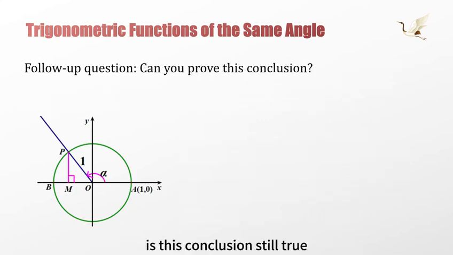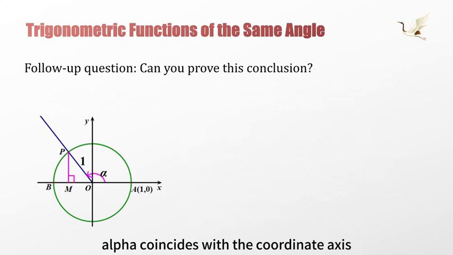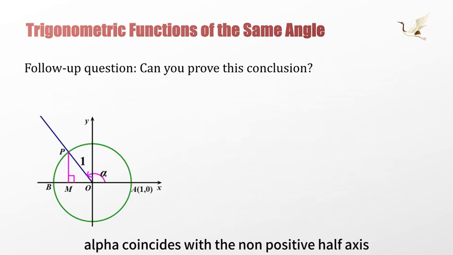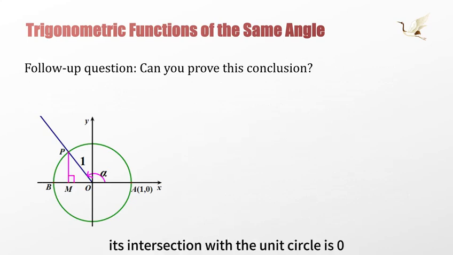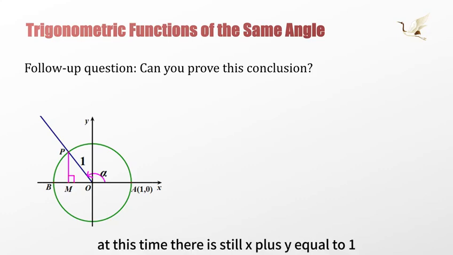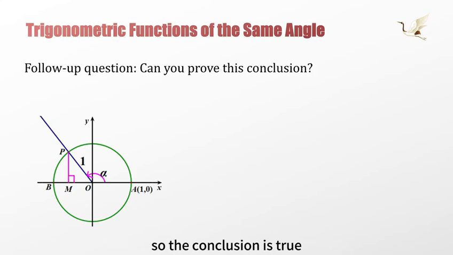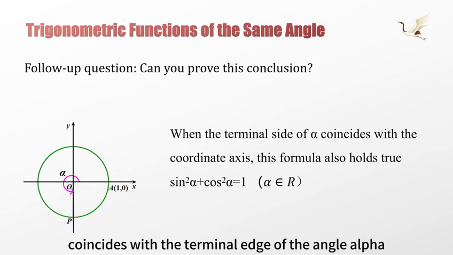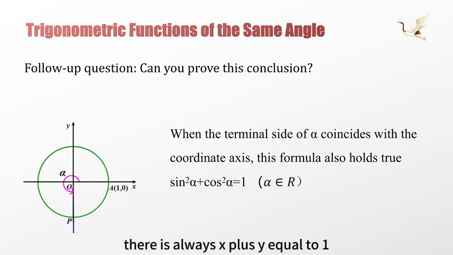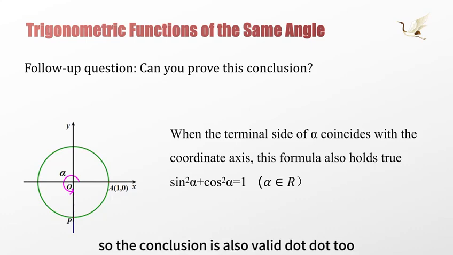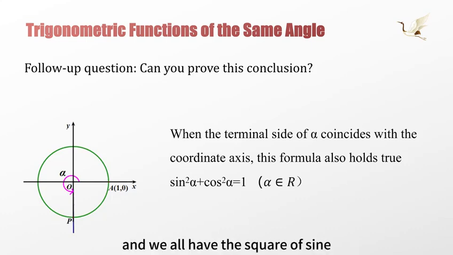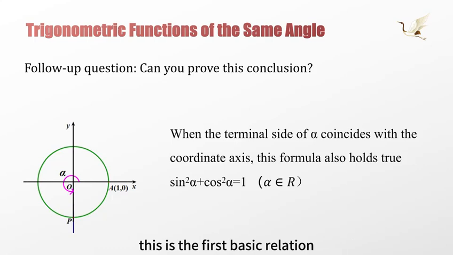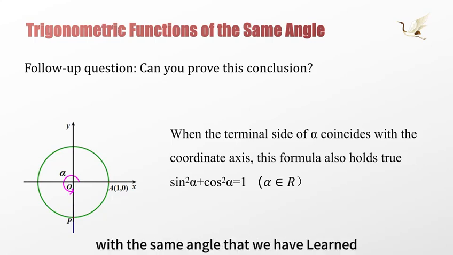Is this conclusion still true when the terminal edge of the angle alpha coincides with a coordinate axis? For example, when the terminal edge of the angle alpha coincides with the non-positive half of the y-axis, its intersection with the unit circle is (0, -1). At this time, there is still x squared plus y squared equal to 1, so the conclusion is true. Moreover, no matter which coordinate axis coincides with the terminal edge of the angle alpha, there is always x squared plus y squared equal to 1, so the conclusion is also valid. To sum up, for any angle alpha, we have the square of sine alpha plus the square of cosine alpha equal to 1. This is the first basic relation of trigonometric functions with the same angle that we have learned.